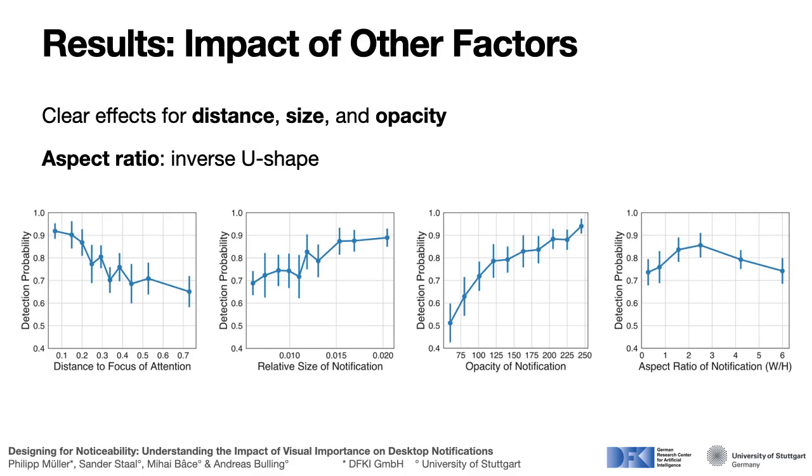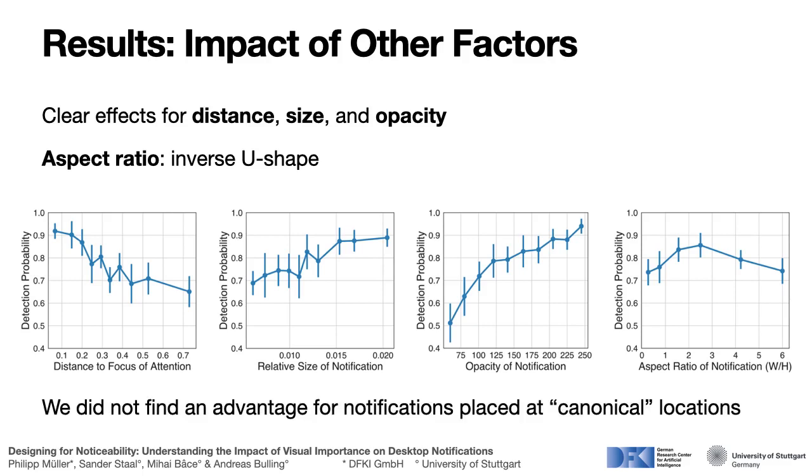The relationship between aspect ratio and noticeability is more complex. There's an advantage for notifications with aspect ratios close to 2. This is close to the aspect ratios used by the most common desktop notifications people experience in their daily lives, and might indicate a bias that results from such experience. We also checked whether notifications placed at canonical locations, for example the upper right on macOS, have an advantage but did not find such an effect.